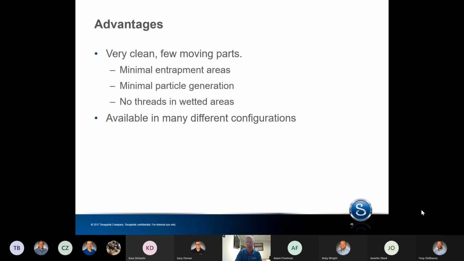Advantages of diaphragm valves are that they operate very cleanly and have very few moving parts. They have a fully swept flow path, minimizing entrapment areas. There's minimal particle generation because of few moving parts. All of these make it an ideal valve for high purity applications. There are no threads in the wetted areas, and these are available in many configurations.